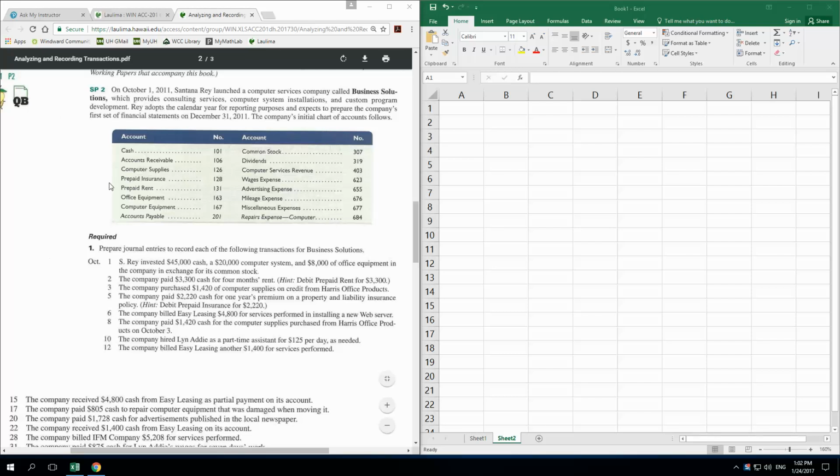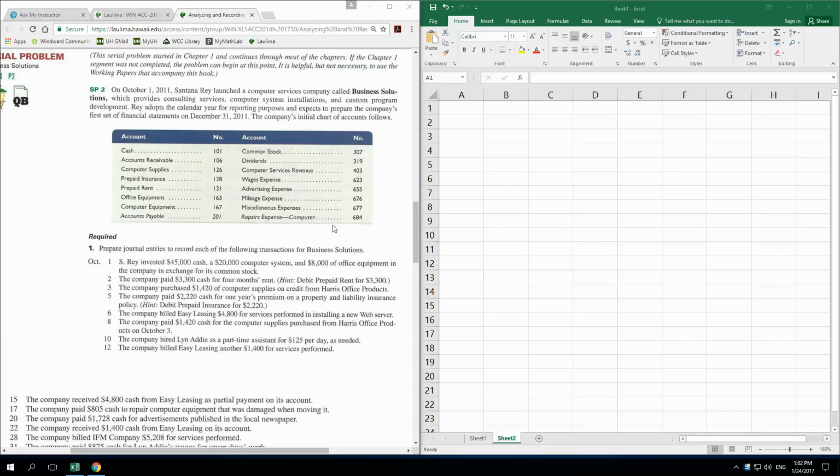Okay, so we have these accounts. This is what we call our chart of accounts. So that's like our company's listing of which accounts we can use. Okay, and they each have a number, and the number is an identifier. So the number doesn't have any dollar value. That number is just to identify the account.